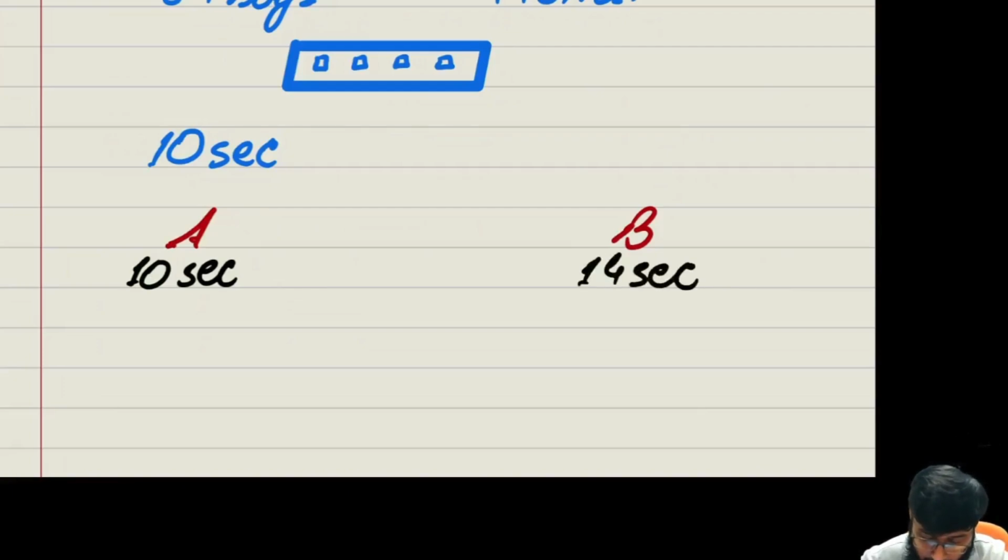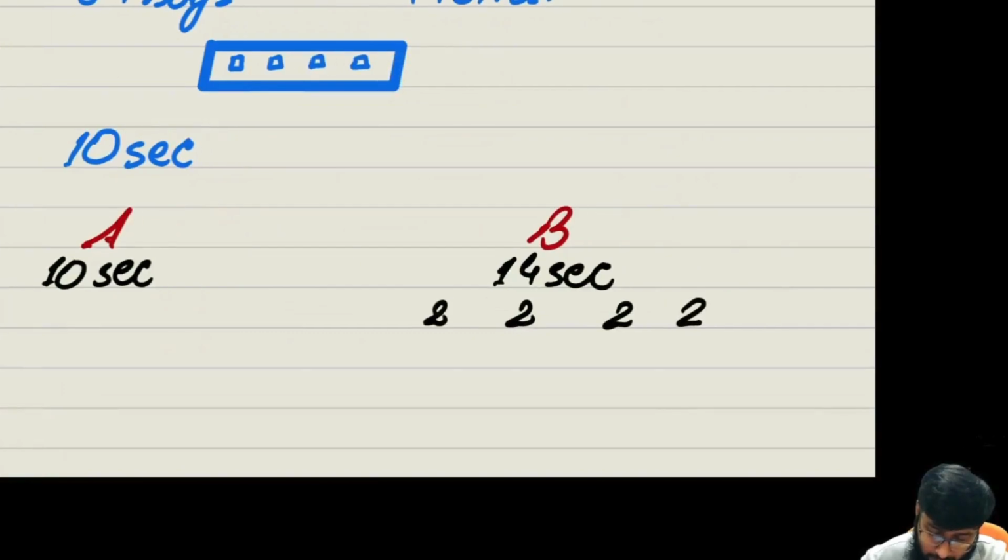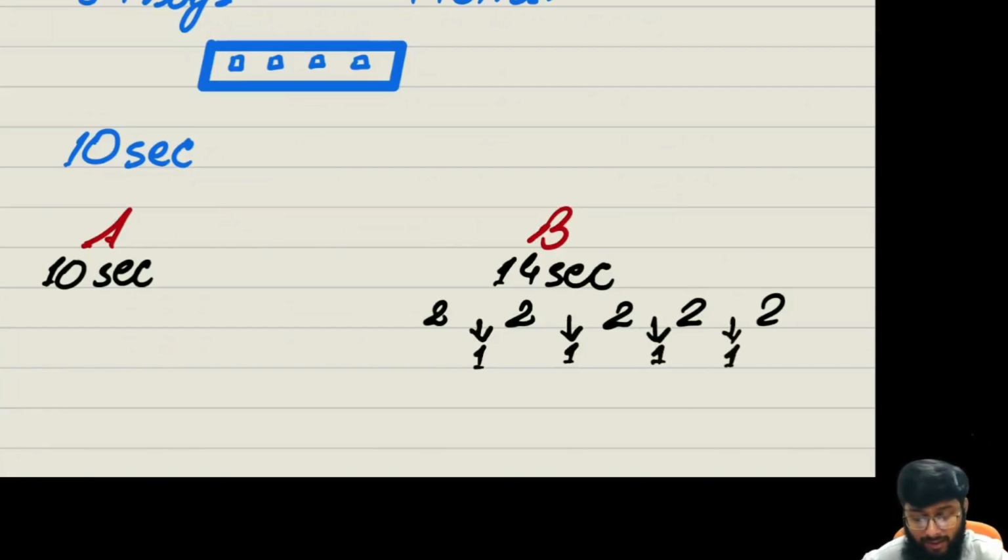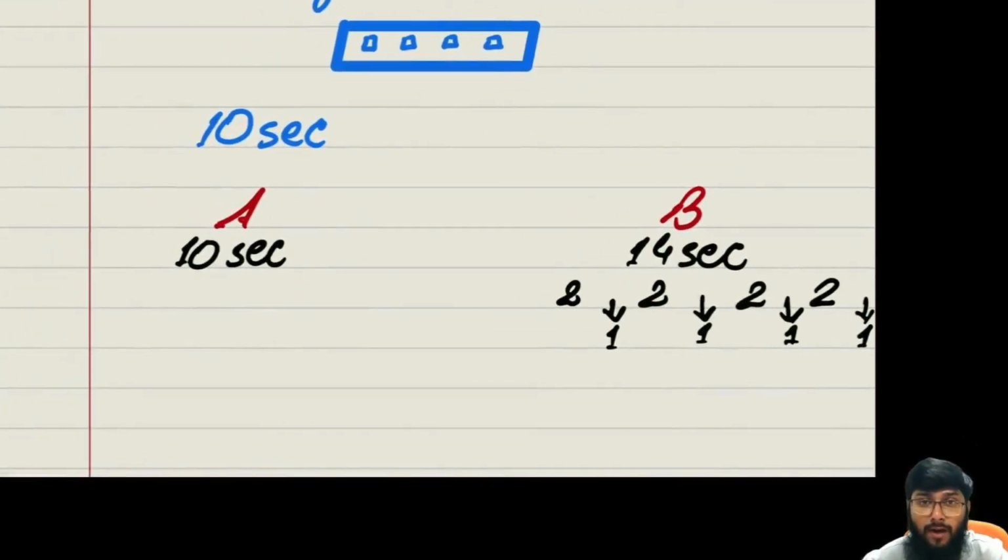How 14? It will be broken into 5 parts: 2, 2, 2, 2, and 2. So 1 second additional over here, 1 over here, 1 over here, and 1 over here. So overall it will make 14 seconds. Okay, now which one is faster, A or B?